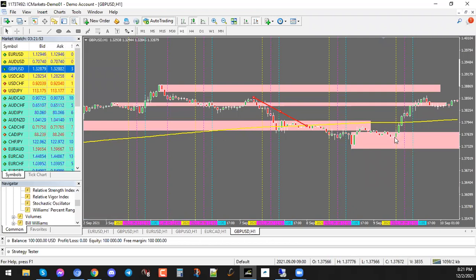This is the open of the European session right here. You can see that at the open of the European session, we have price retesting the order block. It didn't quite close above. In this case, you can see that they wicked above. The candle closed inside the order block. I would have waited for some sort of confirmation. Then I got this green candle closing above the order block.